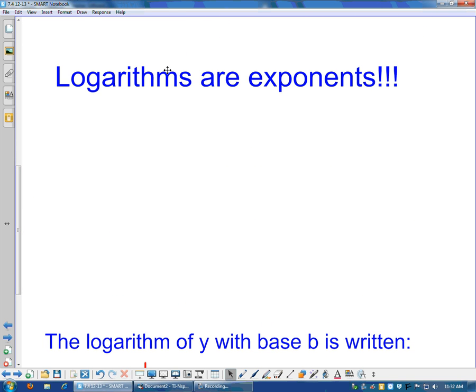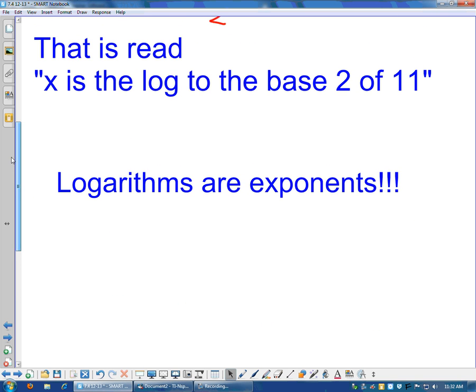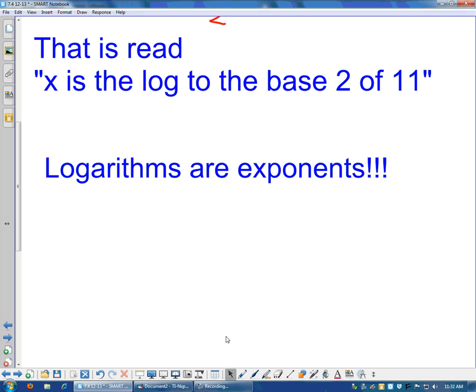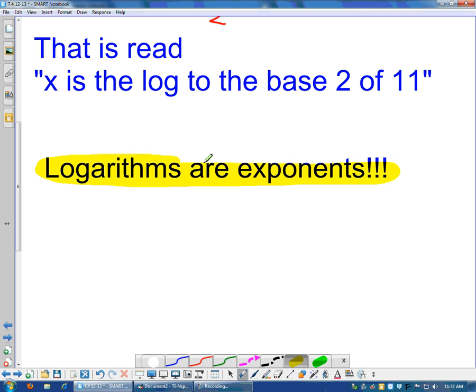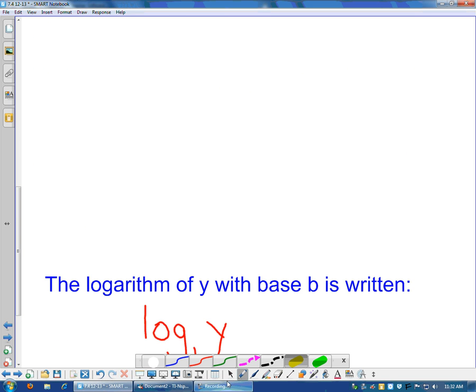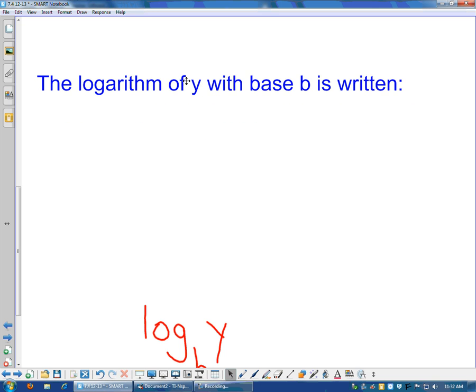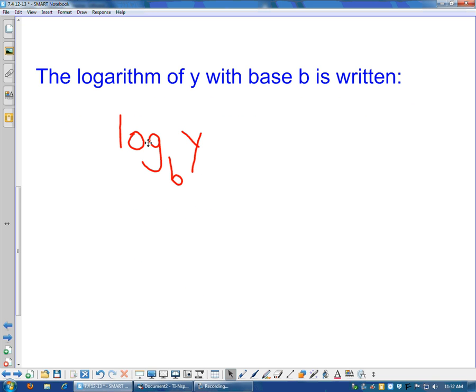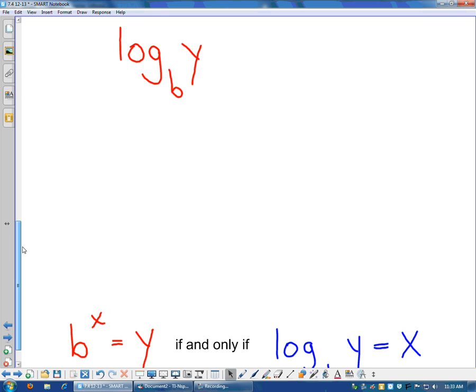One thing I want you to remember is that logarithms are exponents. That's very important. Highlight that, write that somewhere. When you're confused about what's a logarithm, just remember it's an exponent. All right, and we can say the logarithm of y with base b is written this way, log to the base b of y, or log of y to the base b.